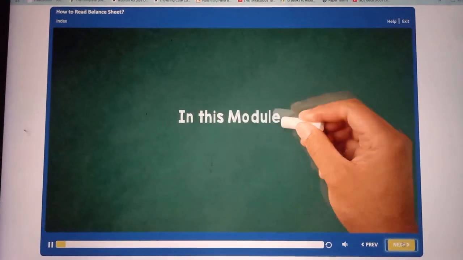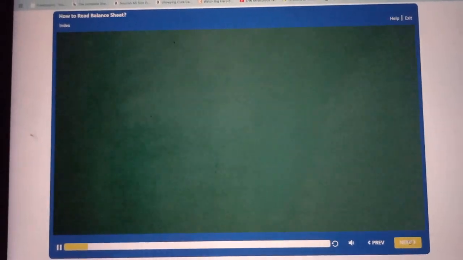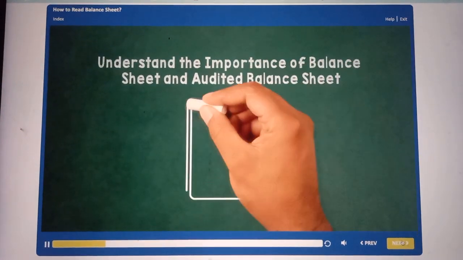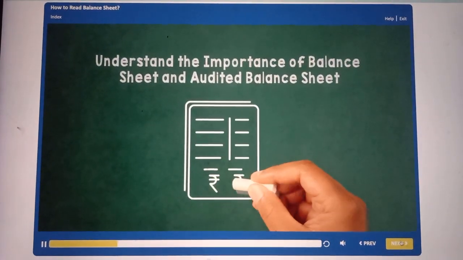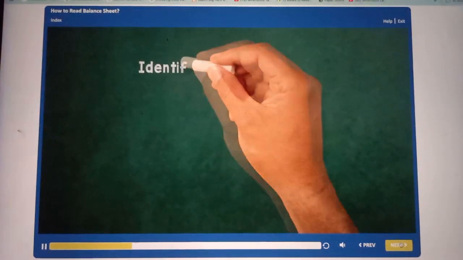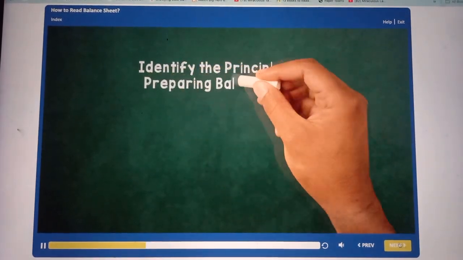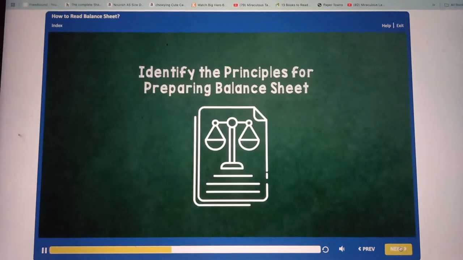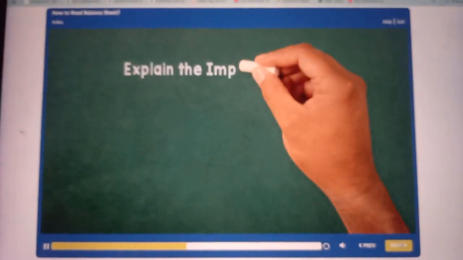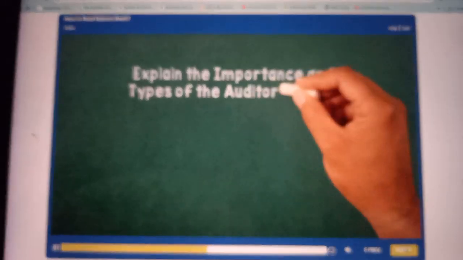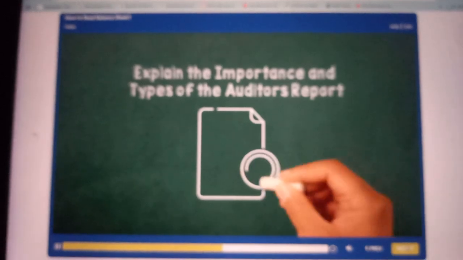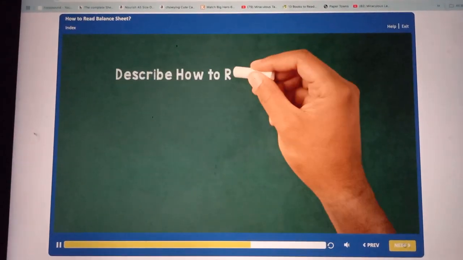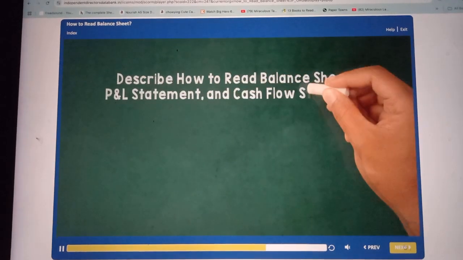In this module, you will learn to understand the importance of balance sheet and audited balance sheet. Identify the principles for preparing balance sheet. Explain the importance and types of auditor's report. And describe how to read balance sheet, profit and loss statement, and cash flow statement.